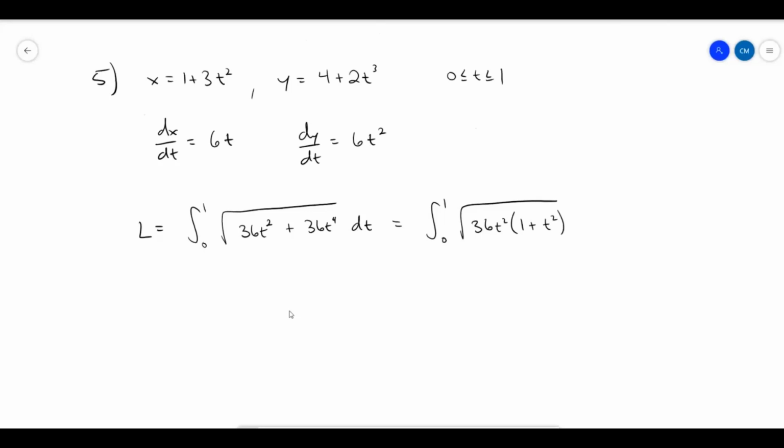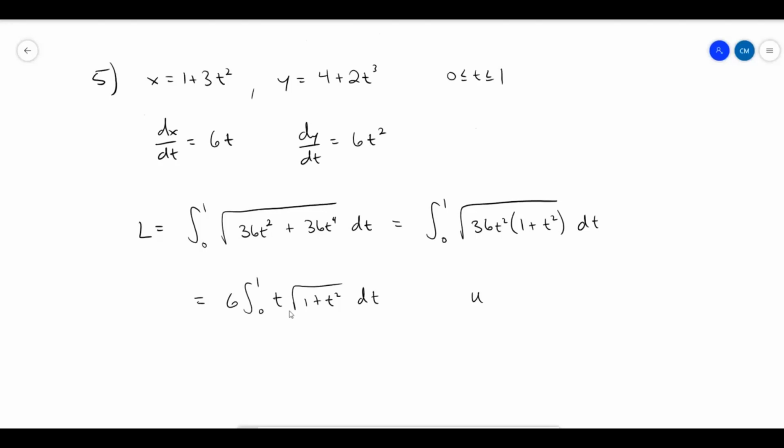That 36t squared is a perfect square, so you can take that out of the radical. That leaves us with a 6t outside. I'll take the 6 and put it outside of the integral altogether, and the t can stay, and then we're left with the square root of 1 plus t squared. You can see how they think about making these problems so that they're doable for us. This one is a nice, easy substitution integral.